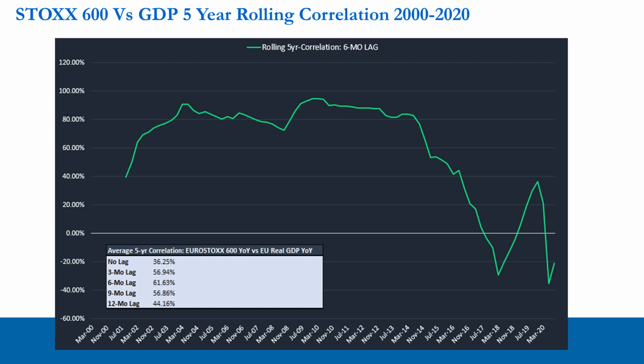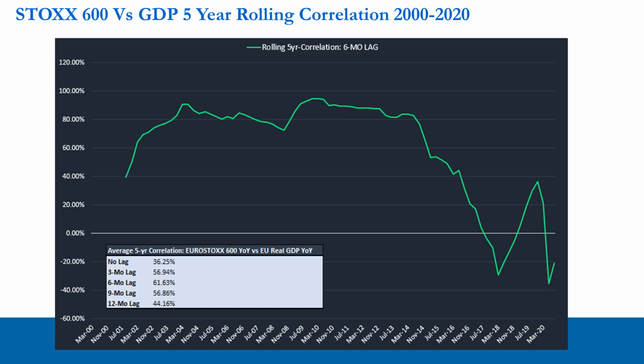If you recall, we had our chart in the global GDP file for each economic area, so the US, Eurozone, and China, for rolling correlation. And for the Stoxx 600 and Eurozone GDP growth, we were looking at a 5-year correlation with a 6-month lag, because the 6-month lag on a 5-year correlation basis gave us the highest correlation.